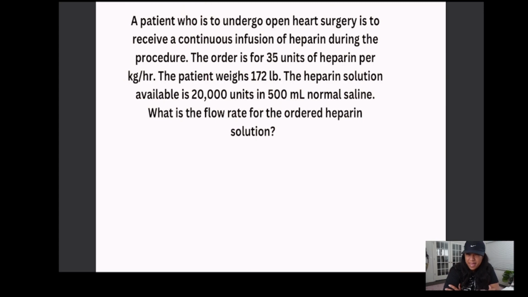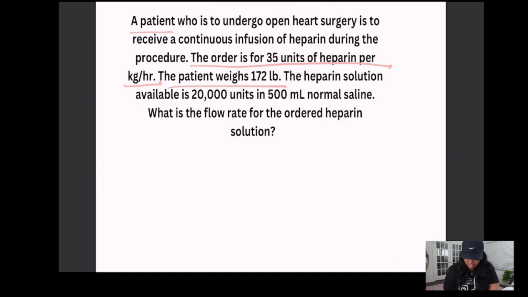All right, so we have to find the background information, which is the patient. Find where it says the patient. So a patient going to heart surgery, nice to know. They're going to get heparin, but that's not about the patient, that's the order. Then we go down to where it says the patient weighs, so that's something you need to know. Do you see anything else about a patient? No, you have the order. So you've got the drug, how many units per kilogram per hour, and that's what the doctor has ordered.